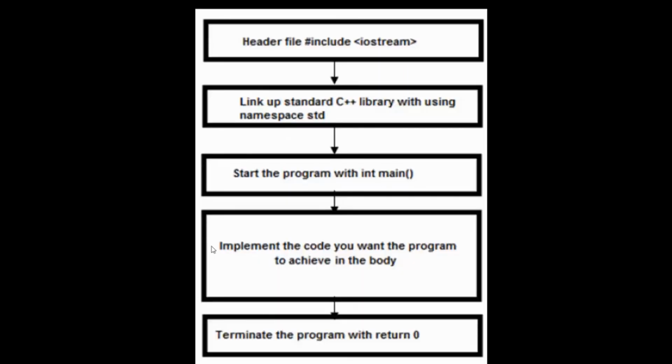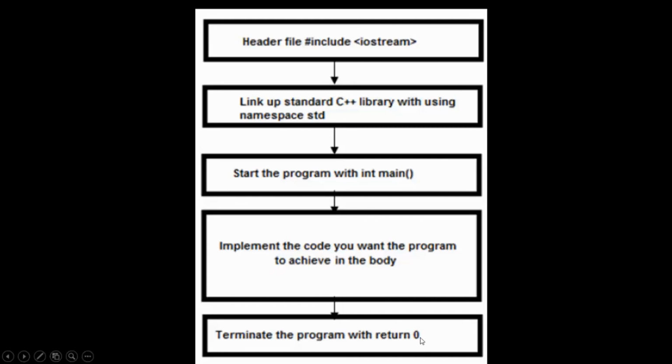So now you can see all the steps that we've just gone through of a very basic C++ program. We're including the iostream, which allows input and output, and then we're linking up the standard C++ library using namespace std, and then we're starting the program with int main, and then we're implementing our code for what we want to achieve in the program. What we wanted to do was output "This is my first C++ program," and then we've terminated the program with return 0.